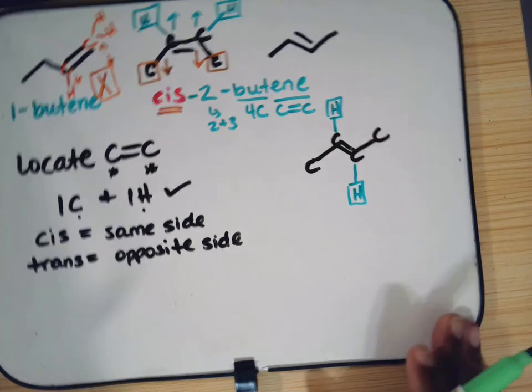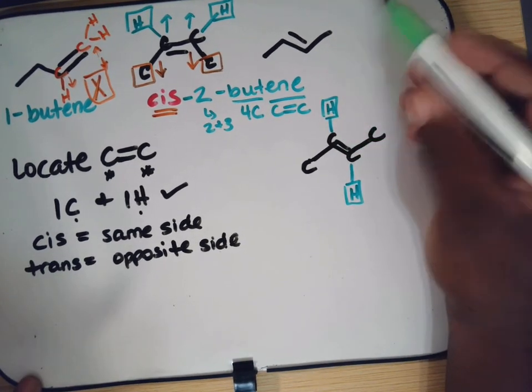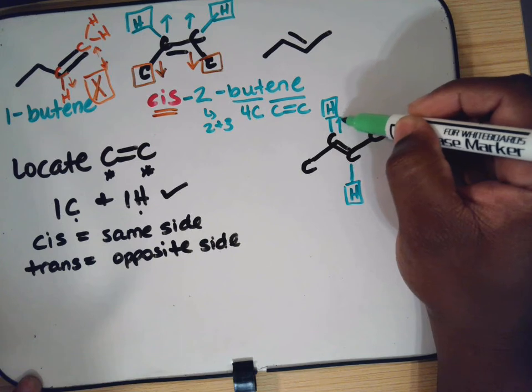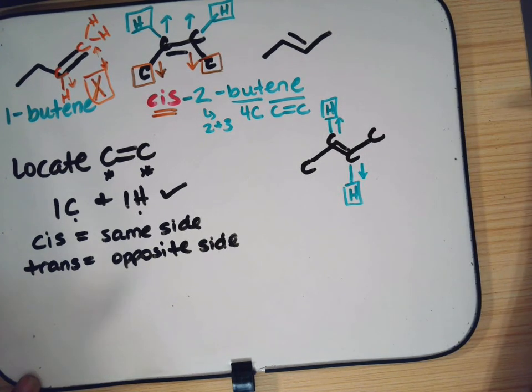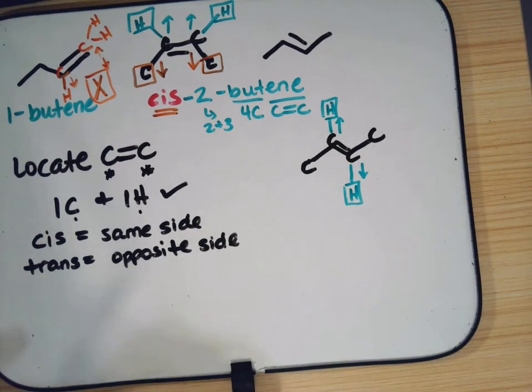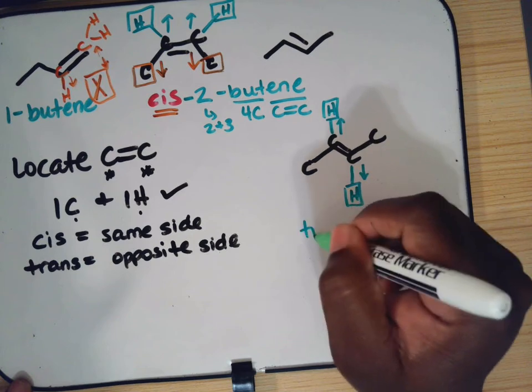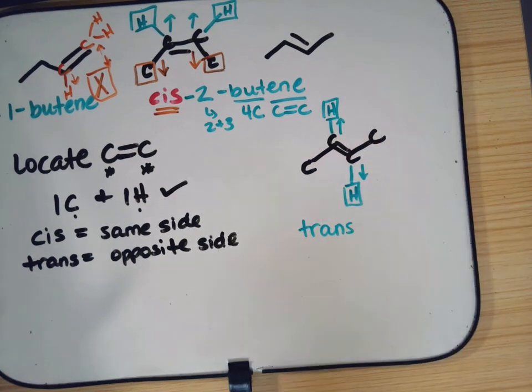Looking at it with respect to the double bond. So here's my double bond. This hydrogen was in an upward pointing position, whereas this one was pointing downward. They're pointing in opposite directions. They're on opposite sides of the double bond. That would represent a trans isomer.